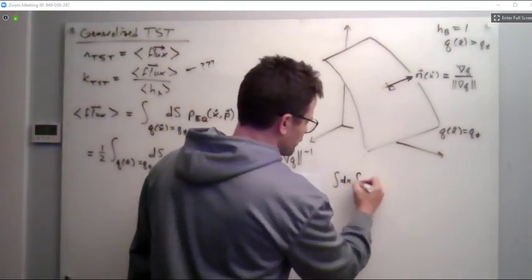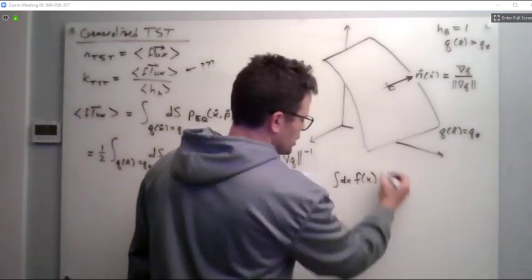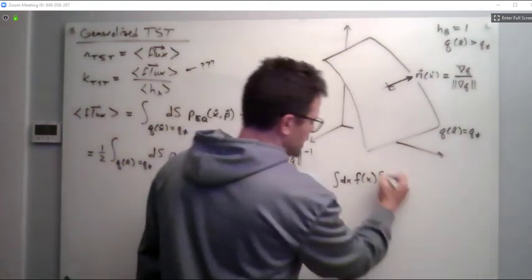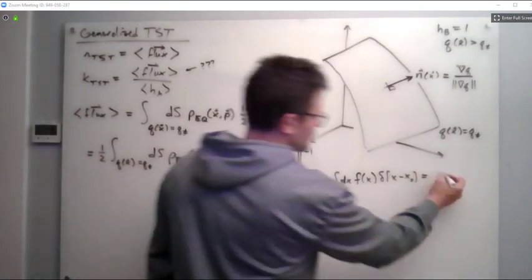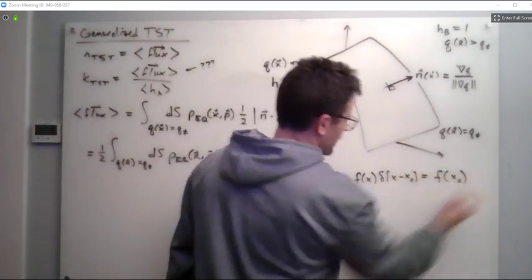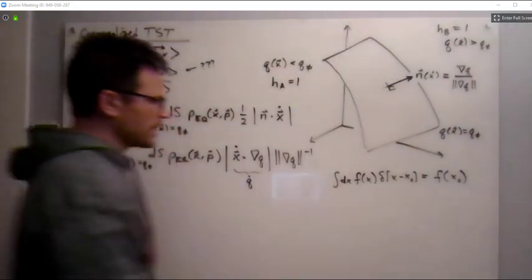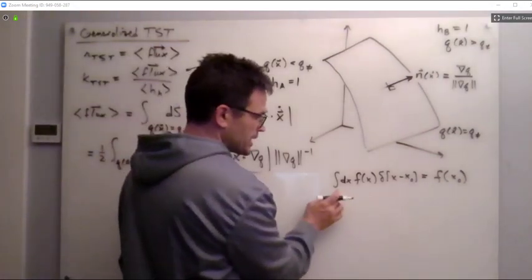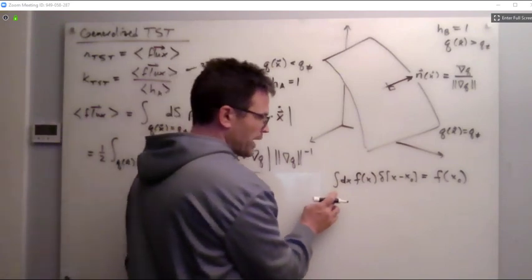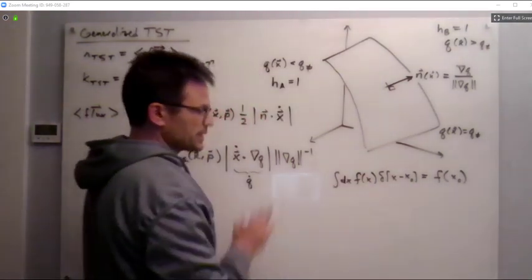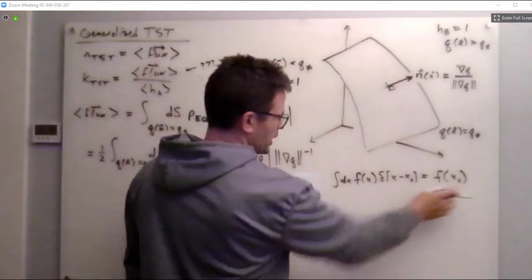So you learned that if you have an integral over f of x times delta of x minus x naught, that gives you f of x naught. Okay, that's of course true as long as this integration bound covers the region where the value x naught is. As long as that's true, then you'll get f of x naught.